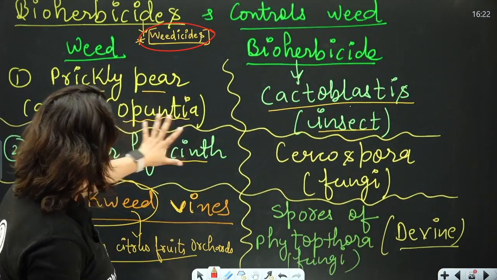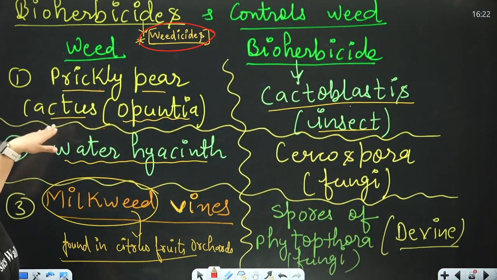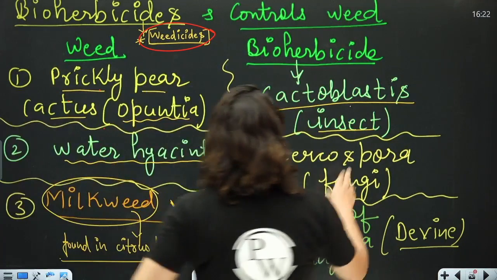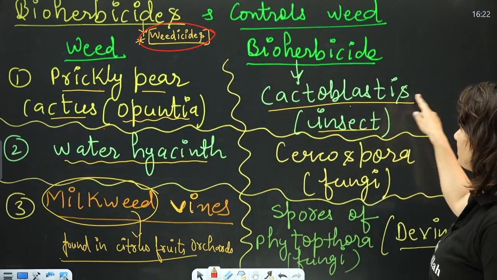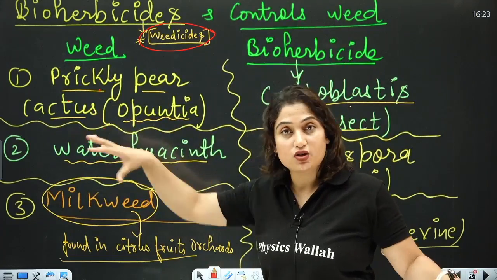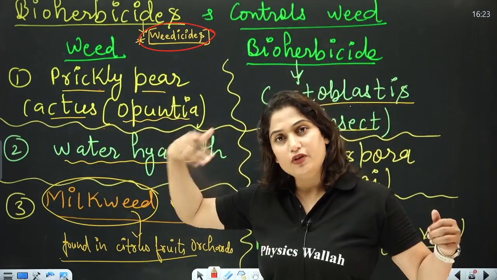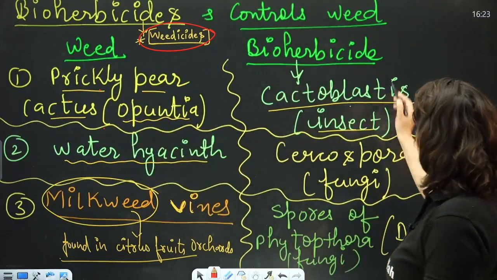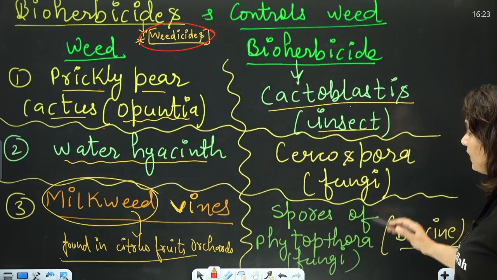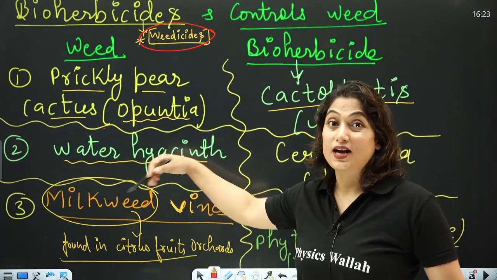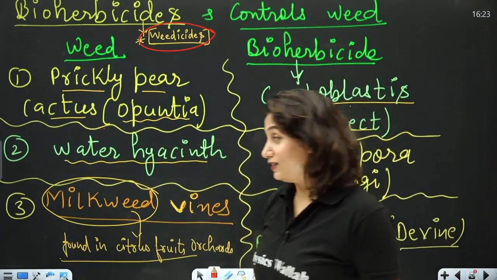Right, this prickly pear cactus is a problematic weed. It's a weed which is not good for the main crop. So if we introduce an insect, Cactoblastis, this insect will naturally kill this cactus because it feeds on the cactus. So if we want to remove this cactus from our crop farm, this insect can be used. Then Cercospora, a type of fungi, can be used to control another problematic weed, water hyacinth. You must have heard about it.